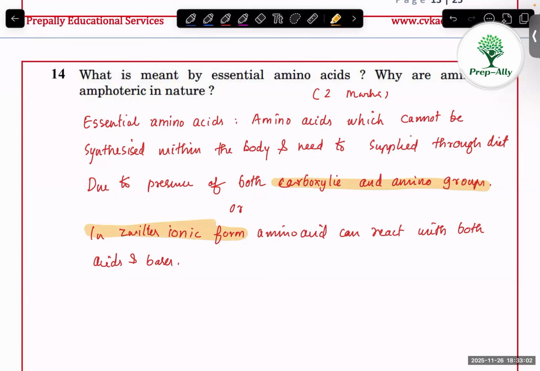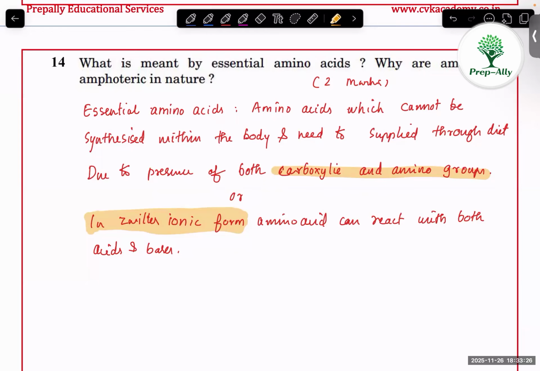That means when you add this particular thing into water, it will form an ionic form where you'll be getting an ammonium ion as well as a carboxylate ion. NH2 becomes NH3 plus and COOH becomes COO minus. So in that case, this NH3 plus can give the hydrogen and COO minus can take the hydrogen. That means they can act as an acid as well as a base. Okay, so you can write any one of them. You'll be getting 1 mark if you write any of them correctly. This will be for 1 mark.